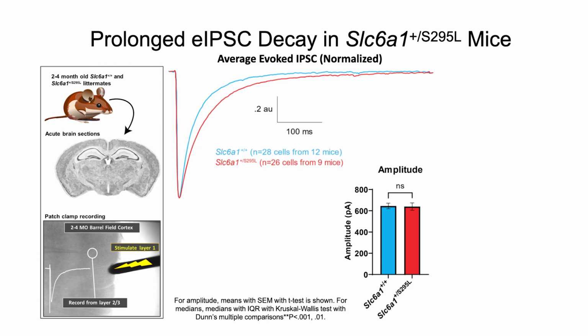When I did this, I patched a layer 2/3 neuron and stimulated layer 1, and I recorded from a lot more cells for this study. I found a very consistent difference in decay between the wild type in blue and the heterozygote in red. As you can see, I didn't see a change in the amplitude of these evoked events, but I did see a change in the decay time and in the tau, which is the decay constant.